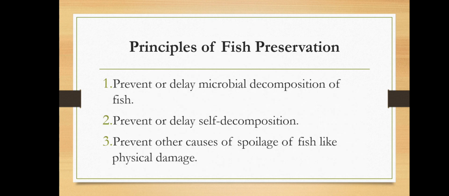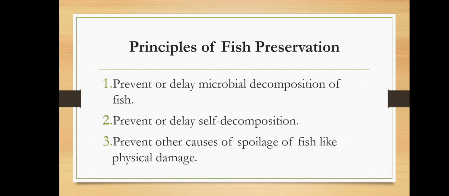Lesson 2: Fish Preservation Principles and Agents of Spoilage. Principle of fish preservation. First, prevent or delay microbial decomposition. Microorganisms such as bacteria, fungi, and molds can lead to the decay of fish. To prevent this, measures like refrigeration, freezing, or the use of preservatives can be employed to slow down or inhibit microbial growth.